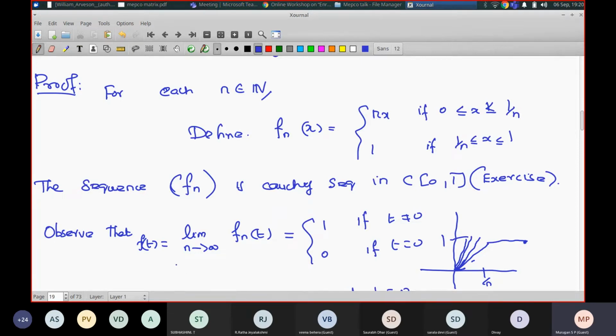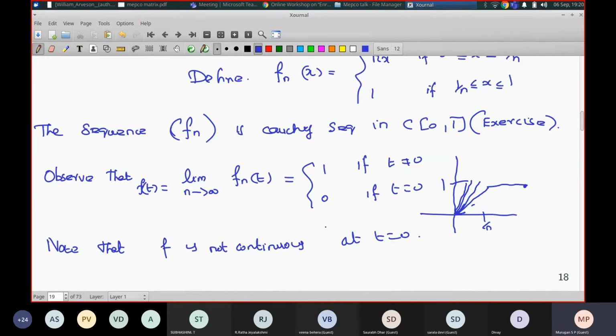F1 is a Cauchy sequence. And also observe that for each t, the sequence f1 of t converges, right? Where it converges, if t not equal to 0, it converges to 1. Why, if t not equal to 0, does it converge to 1?